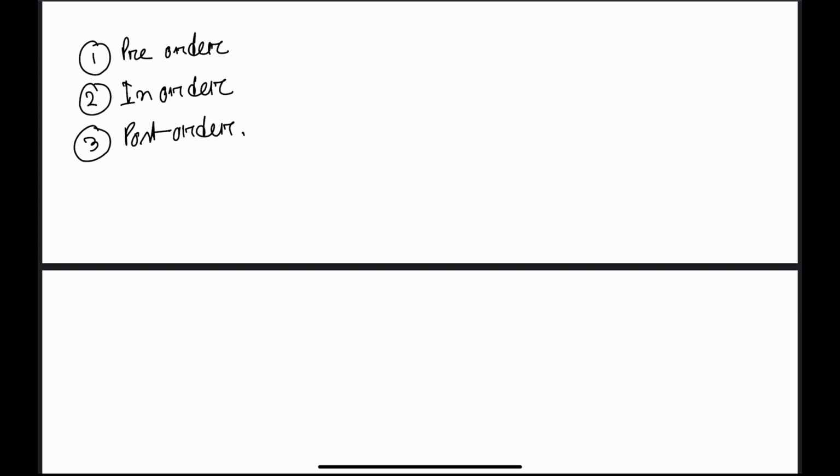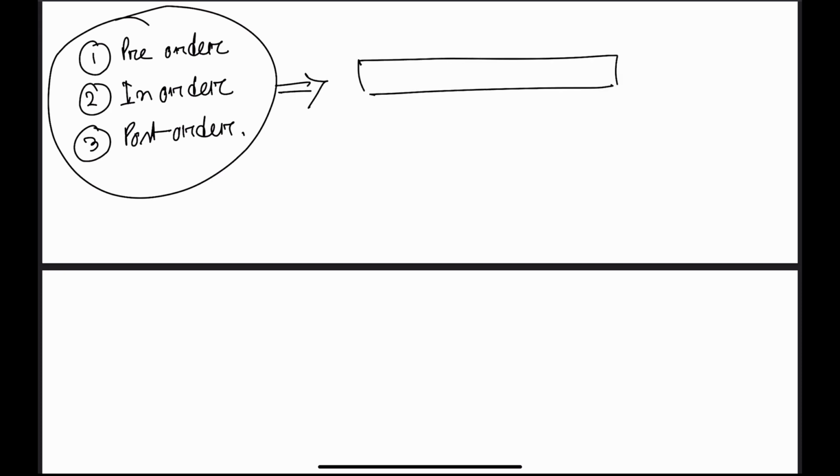Now, if we are given these traversals, can we make the trees? Can we draw it? This is the question, right? So now let's take some examples and try to understand how all of this is going to happen.